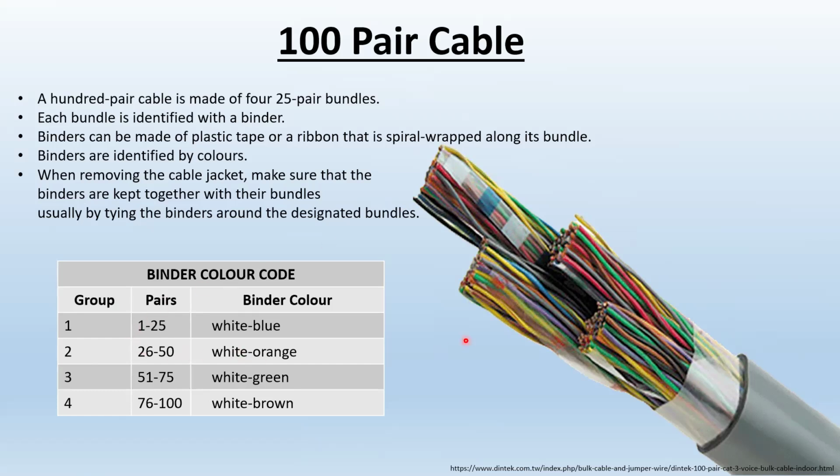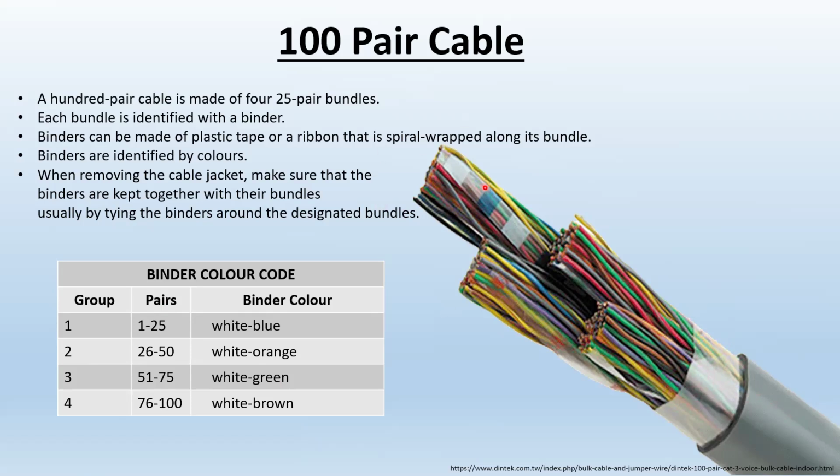The next one here is going to have an orange ribbon. Then the third bundle is going to have a green ribbon, and the fourth is going to have a brown ribbon. So when you strip the jacket, make sure that you grab as much of the stripped length as you can, carefully peel off those ribbons, and tie those ribbons around each bundle, just to make sure that you don't lose the count of the bundles.